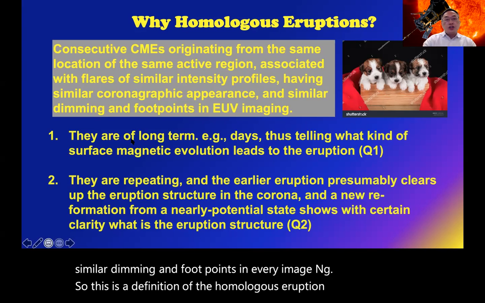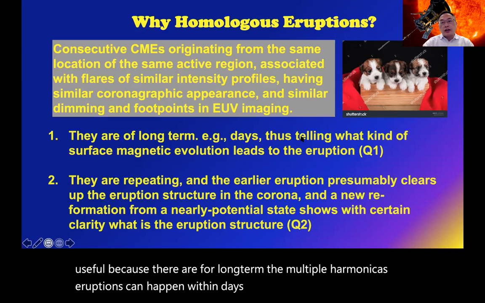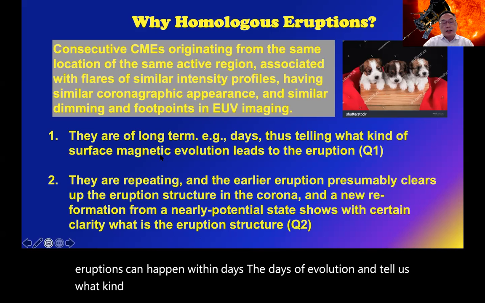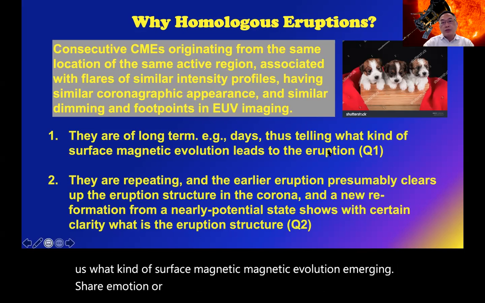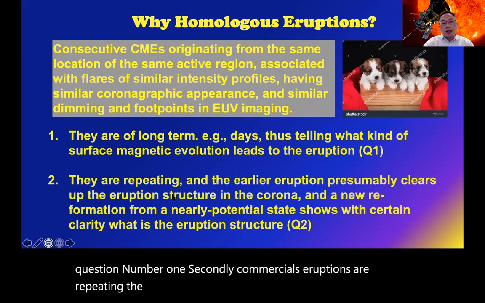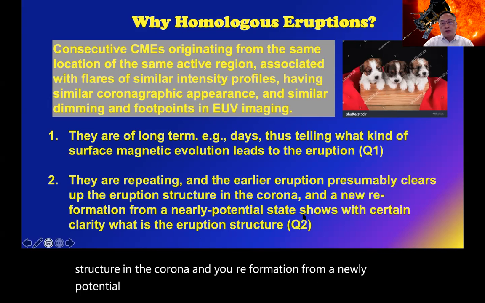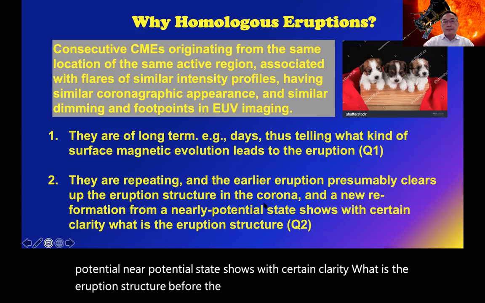And they are useful because they are long term. Multiple homologous eruptions can happen within days. The days of evolution tell us what kind of surface magnetic evolution, emergence, shearing motion, or cancellation leads to the eruption. That's question number one. Secondly, homologous eruptions are repeating. The earlier eruption presumably clears up the eruption structure in the corona, and a new reformation from a near potential state shows with certain clarity what the eruption structure is before the new eruption happens.